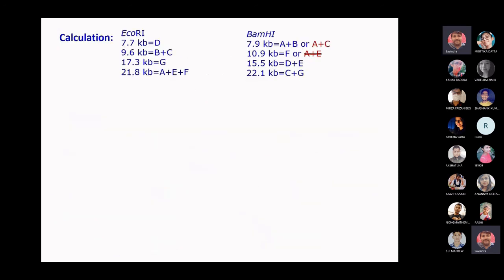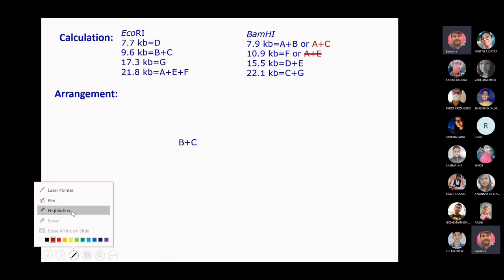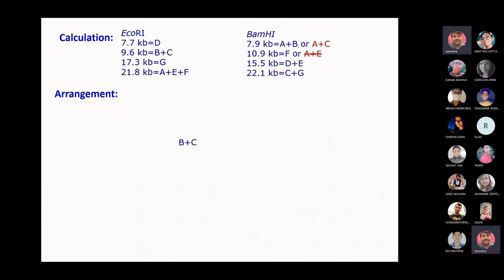So how will you arrange them? First of all, you have taken this B plus C. I will show you. You have taken this B plus C, where? Yes. This B plus C has been taken over here. Okay. Followed by C plus D. Either we have to take one fragment which has B or which has C. So we have taken here this C plus G. Then the next fragment combination we have taken is A plus B. A plus B is over here.